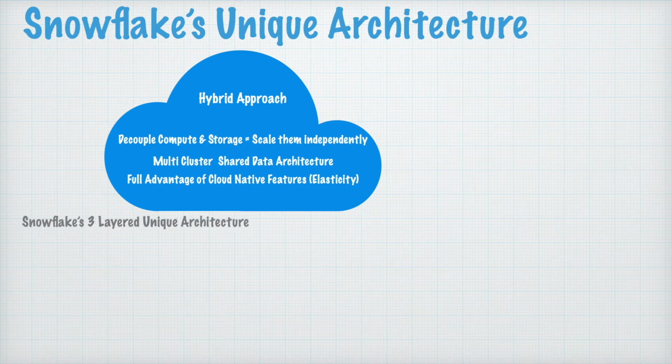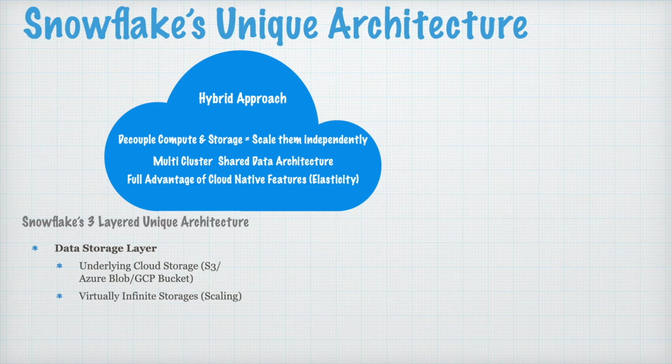Snowflake has a three-layered unique architecture. We'll go through each of them. The first layer is called the data storage layer. It is the underlying cloud storage. It could be S3 for AWS, Azure Blob for Azure, and GCP bucket for Google Cloud. It offers virtually infinite storage, because you can buy storage in the cloud, and Snowflake uses the underlying cloud storage. So it can scale to any number.